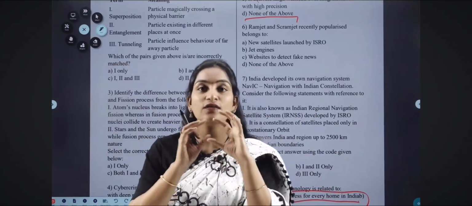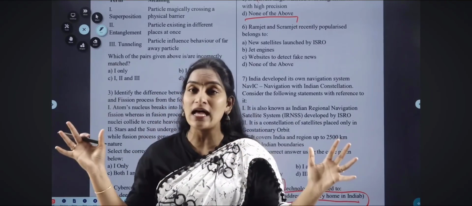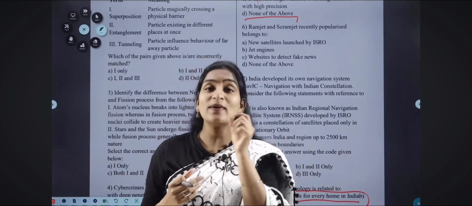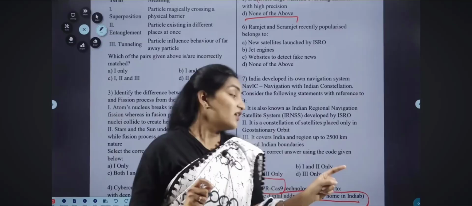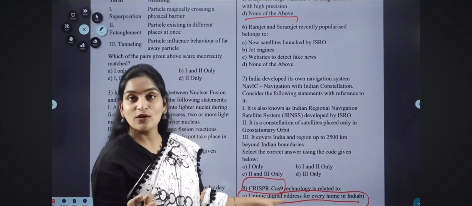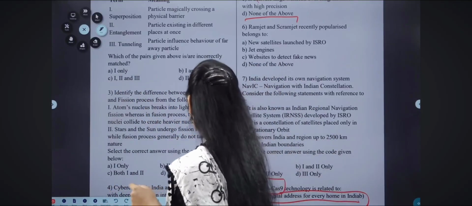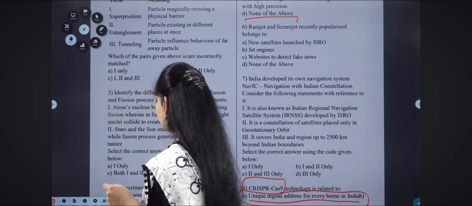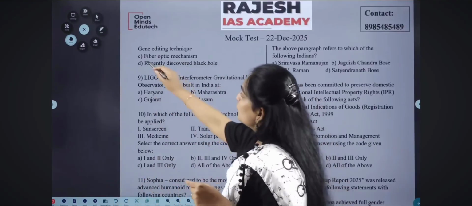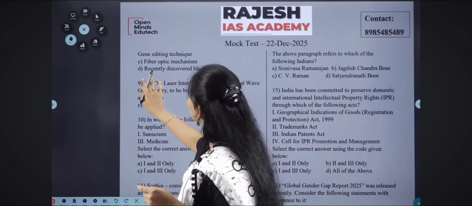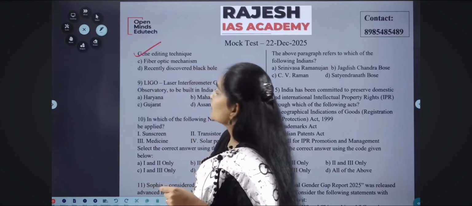Actually, this is a technology which we'll be learning in biotechnology in detail. That is a whole class which I can't give an explanation of right now. So this CRISPR-Cas9 is what? A gene editing technology. As I told you, remember this because one more question is regarding this unique digital address question. So this is what? The gene editing technique. So the answer is B.